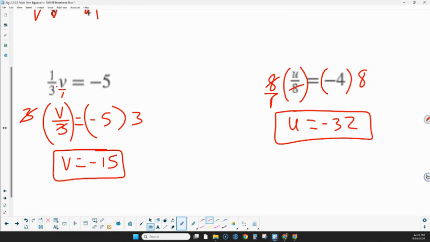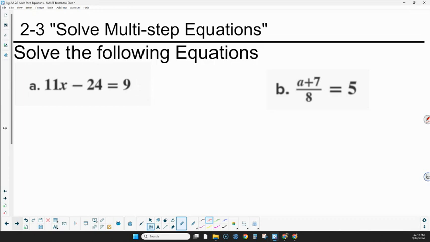Now we're going to move into two-step problems, multi-step equations. Here we're usually going to be doing two, maybe even more operations than that. So here, opposite of subtracting 24, it would be adding 24.